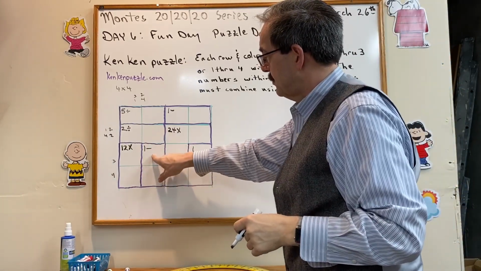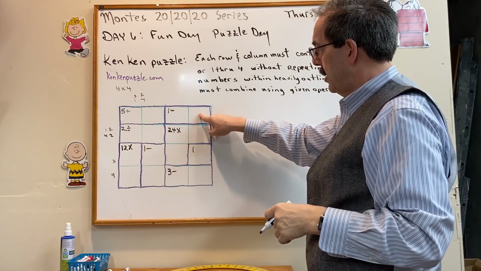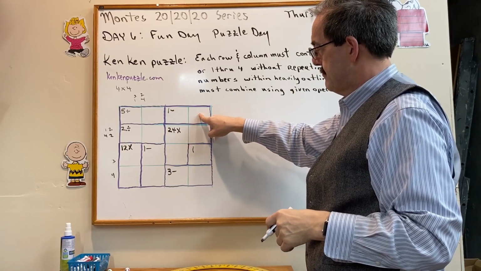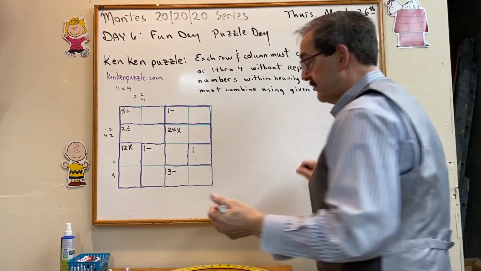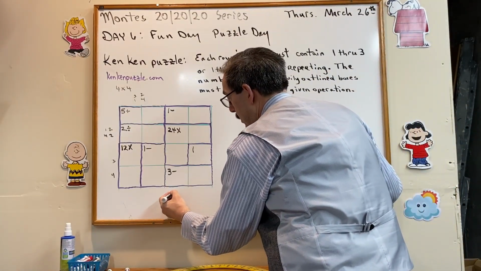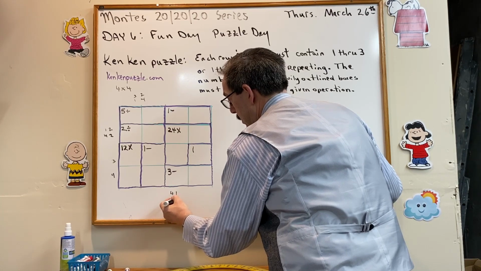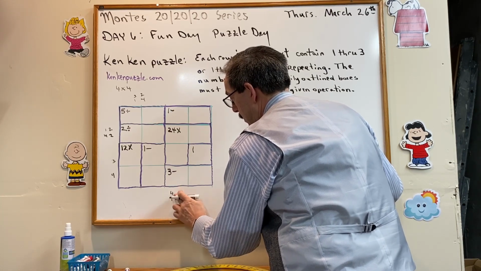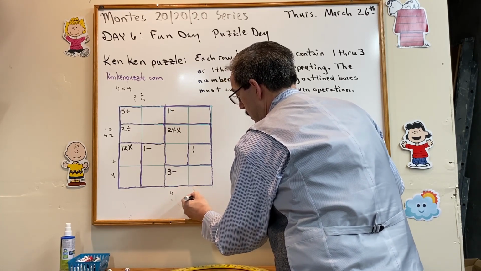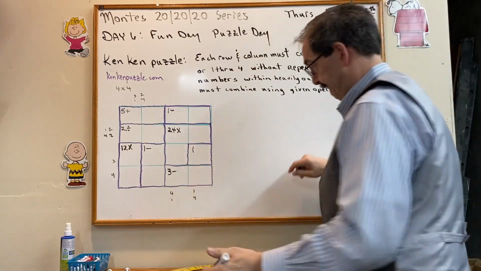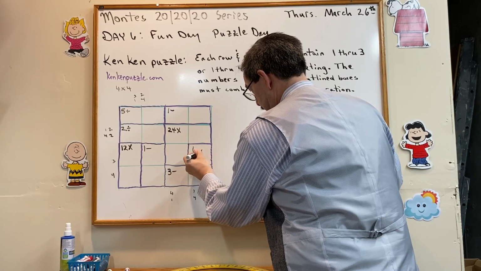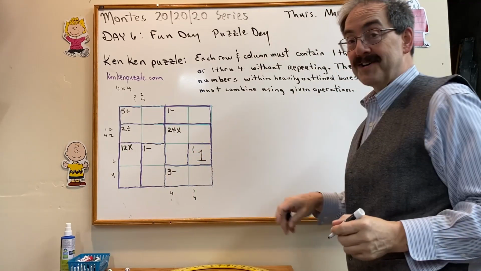Things that subtract to 1, things that subtract to 1, things that subtract to 3. Well, that's just 4 and 1, 1 and 4. By itself, we got 1 box full.